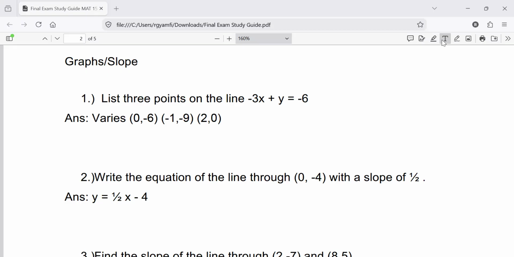So let's list 3 points on the line, negative 3x plus y equals negative 6. Now remember that the problem gives you the freedom to list 3 points. So it could be any points, but it should be on the line negative 3x plus y equals negative 6. So your answers would be different from somebody else's answers.